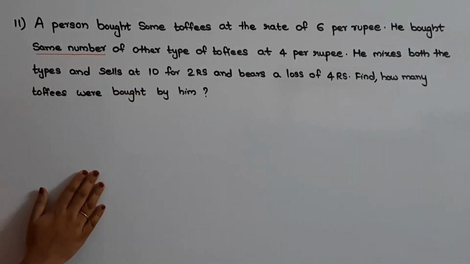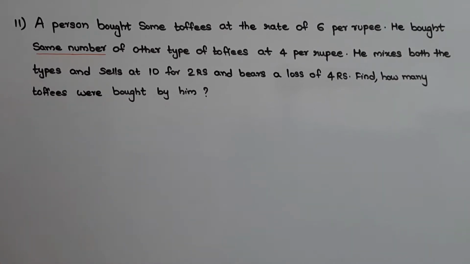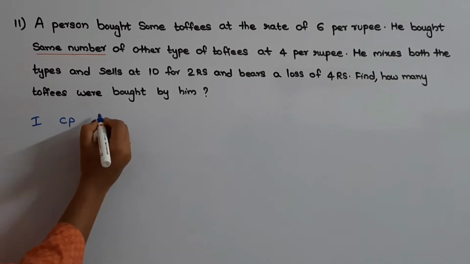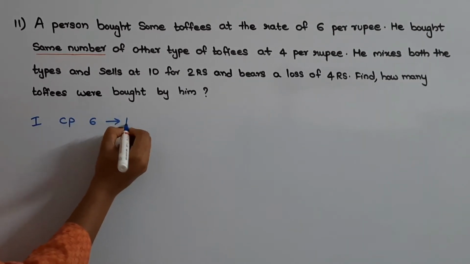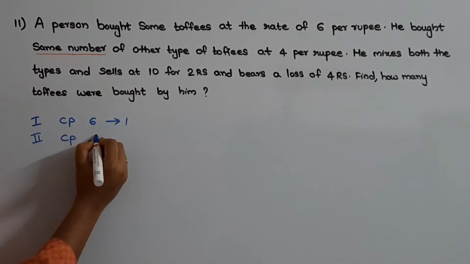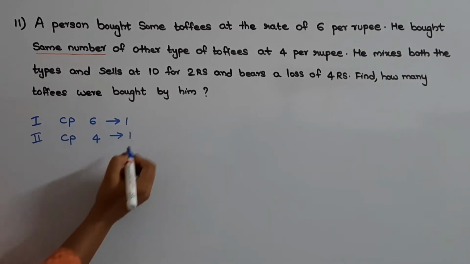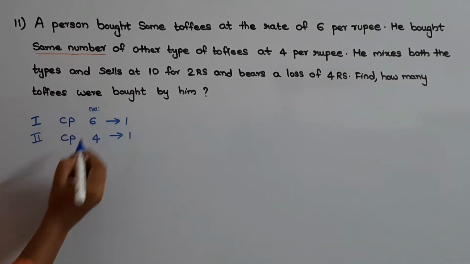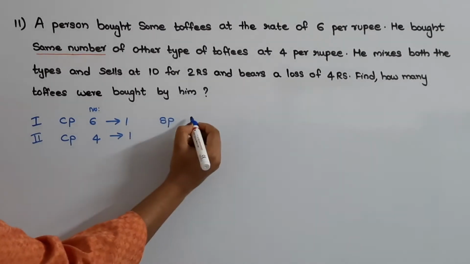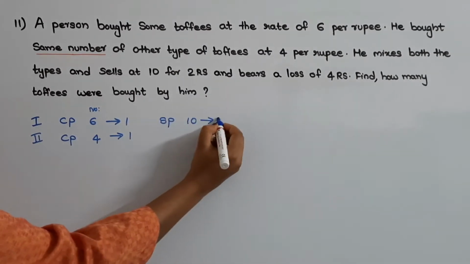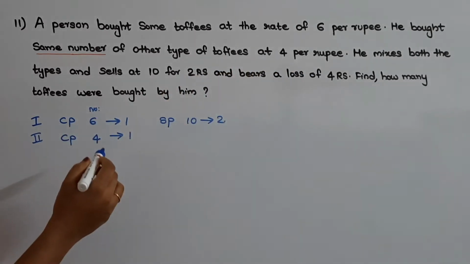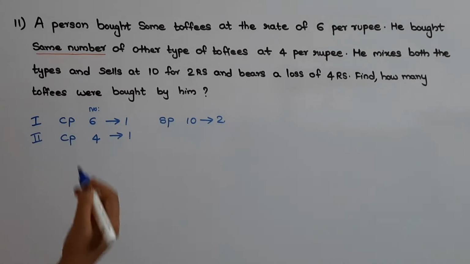So in this question they are telling that a person bought 2 types of toffees. The first type of toffees were bought in such a way that the cost price of 6 toffees is 1 rupee. And the second type of toffees were bought in such a way that the cost price of 4 toffees is 1 rupee. Then they are telling that he mixes both these types and sells them in such a way that the selling price of 10 toffees is 2 rupees. He bears a loss of 4 rupees. We need to find out how many toffees were bought by him.